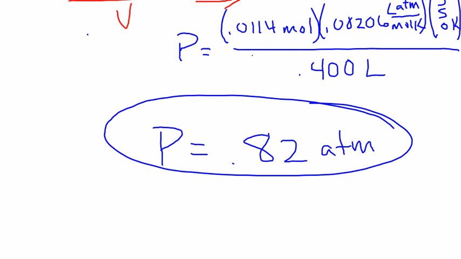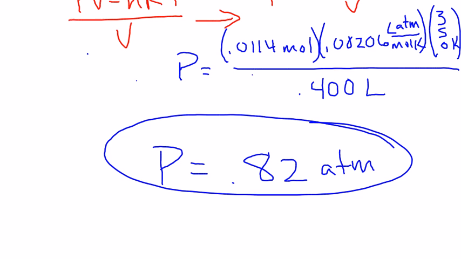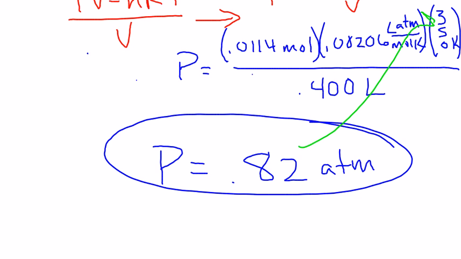In our problem there, we have a 350 Kelvin. I'll move that back for us just a little bit. Right here, we have the 350 Kelvin, so our answer should be 0.82 atmospheres. I'll erase that one, and let's go ahead and move on to number 3.